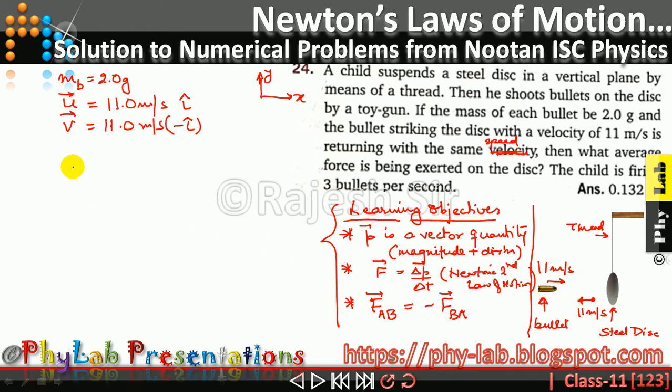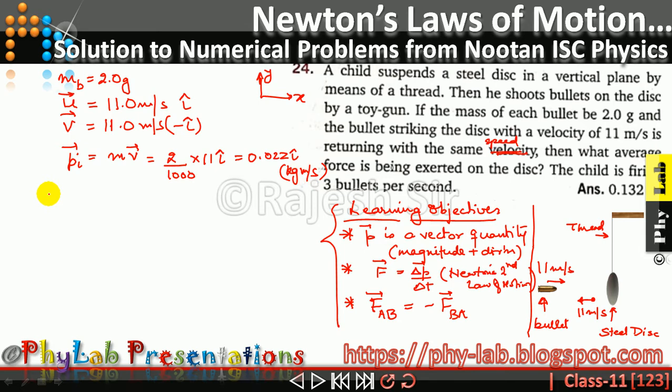So let me go ahead and find out the initial momentum first. What is the initial momentum? That is the mass of the body into velocity of the body. What is the mass of the bullet? That is 2 grams. So 2 upon 1000 into initial velocity 11 i cap. So that becomes 0.022 i cap kg meter per second. Please don't forget to mention the unit. Without unit, the answer is always considered wrong.